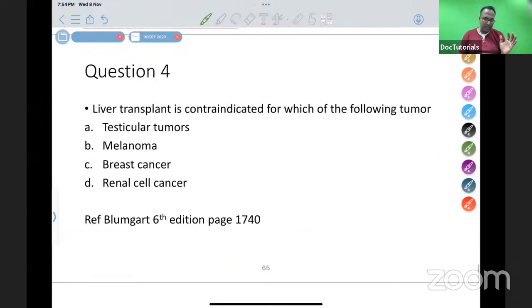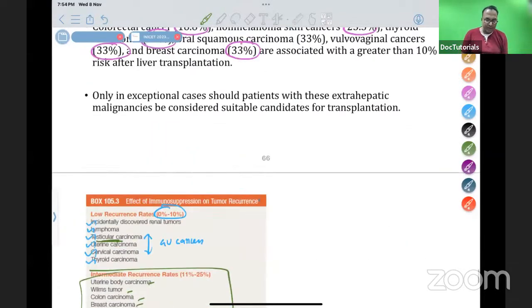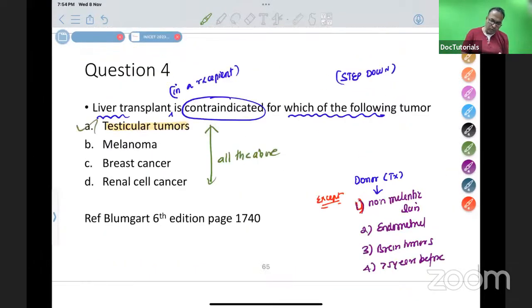So for none of these cancers will we do transplant. If at all you can remember, only testicular cancer has a low recurrence rate. You can only do it for B, C, D. We should not do transplantation.